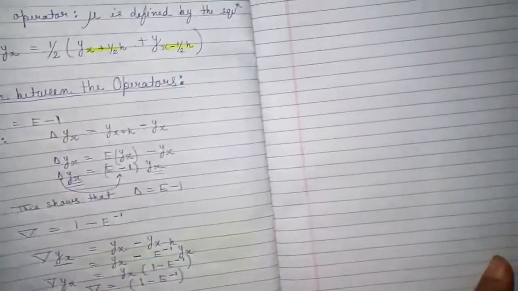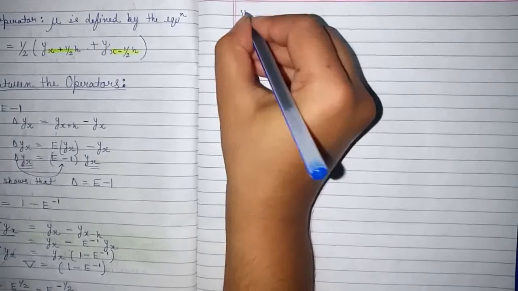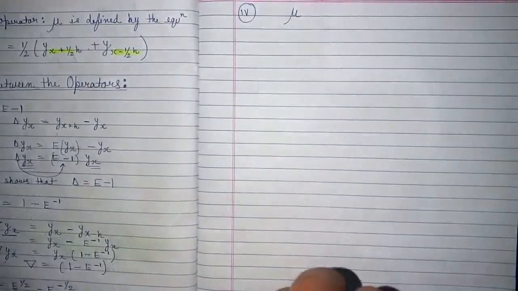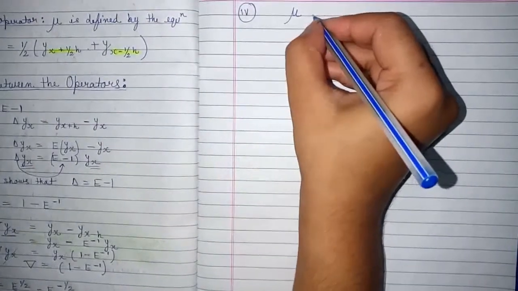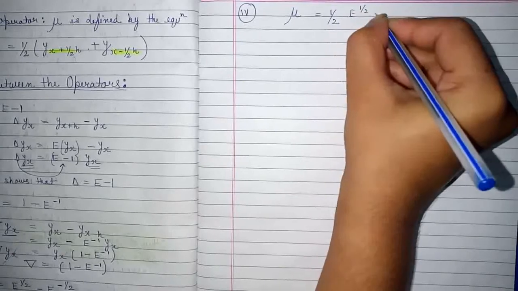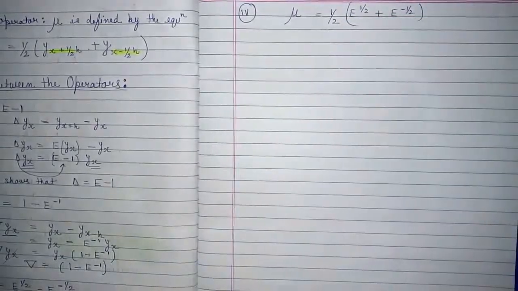This one is the third relation. Now the fourth relation is mu, the averaging operator. The averaging operator is equal to half of e to the power half plus e to the power minus half. How has this one come? For this also we have to do calculation. For the averaging operator, we have to use something.